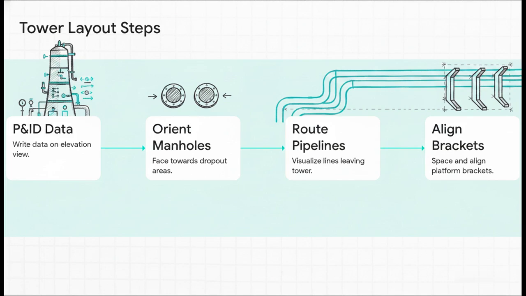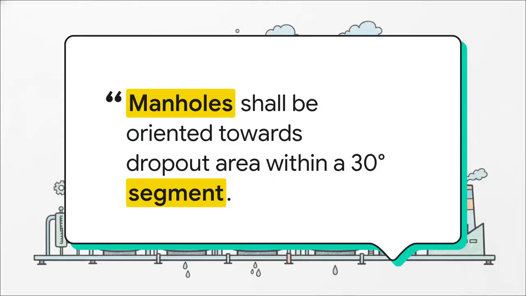First, the designer essentially draws all that P&ID data right onto an elevation view of the tower. Second, they orient the doors, which are the manholes. Third, they visualize the highways, the pipelines routing away from the tower. And fourth, they align all the structural brackets to hold the whole shebang up. Handling access is totally crucial here, which brings us to an absolutely ironclad engineering law.